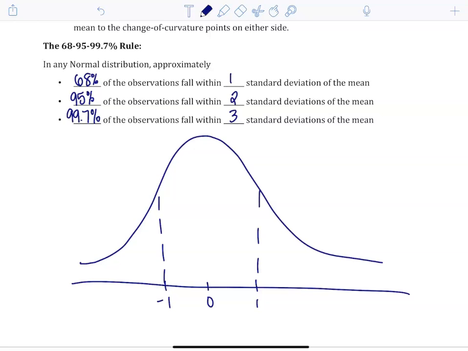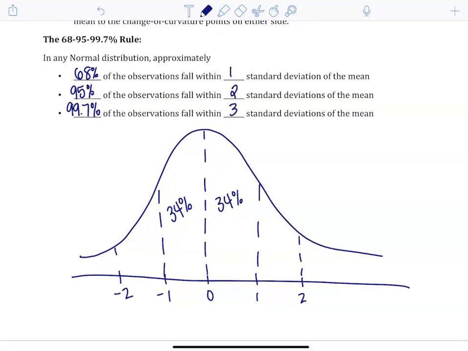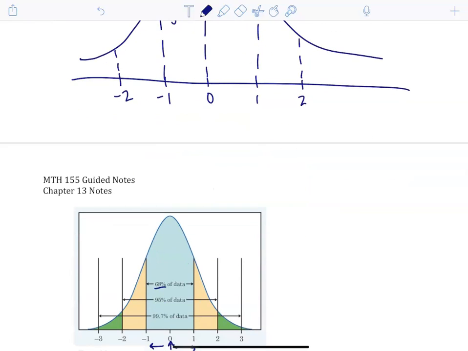We know that between -1 and 1 standard deviation, so that's within 1 standard deviation of the mean, that's 68%. But sometimes you'll find it more helpful to have that split up. So half of 68 is 34. So we can think of 34% of the distribution as between the mean and 1 standard deviation above the mean, and then another 34% is between the mean and 1 standard deviation below the mean. Now, if we go to 2 standard deviations, then we'll have a total of 95%. And so you have that in your notes. If you go 2 standard deviations, you get 95.